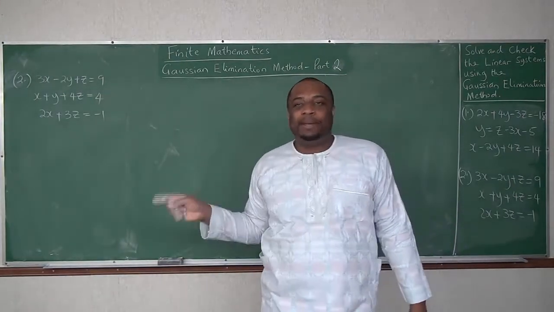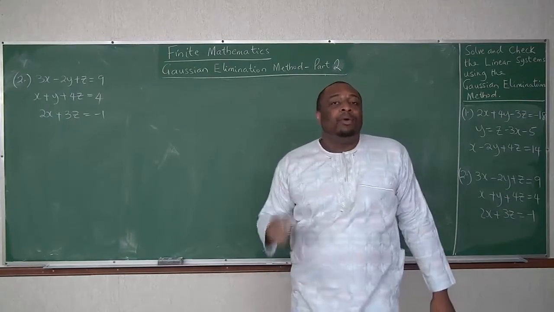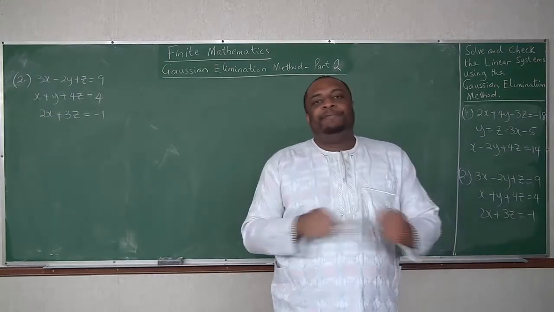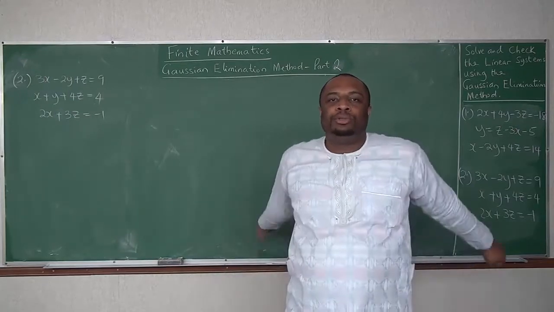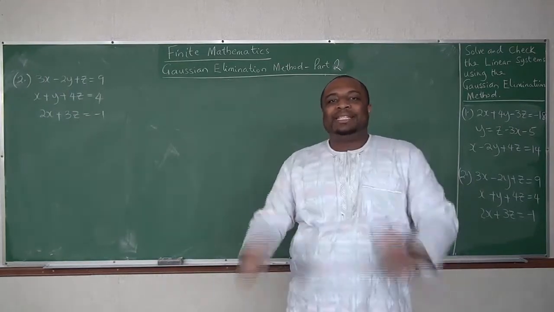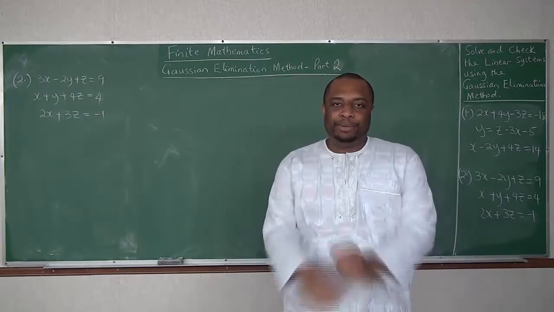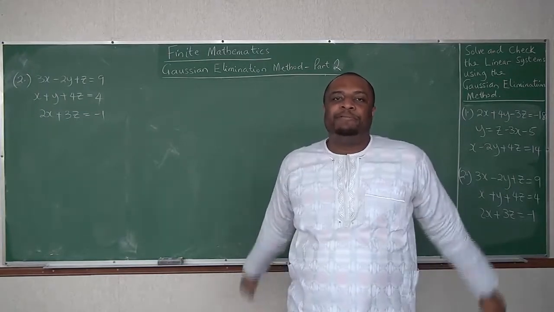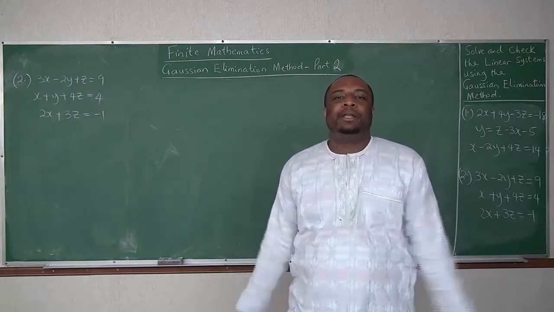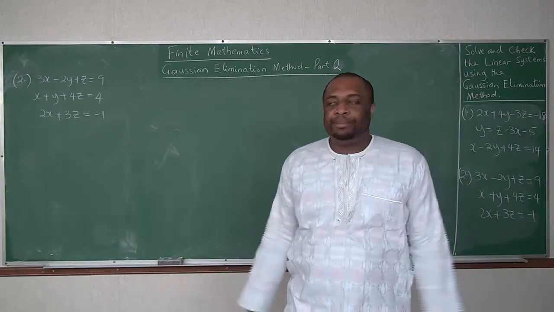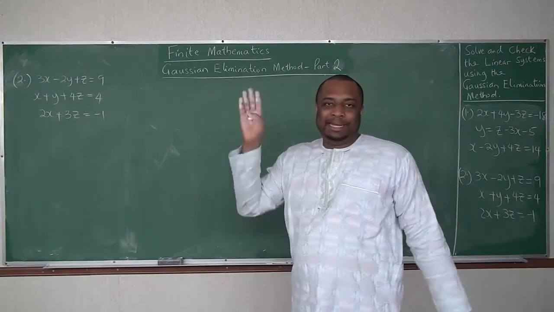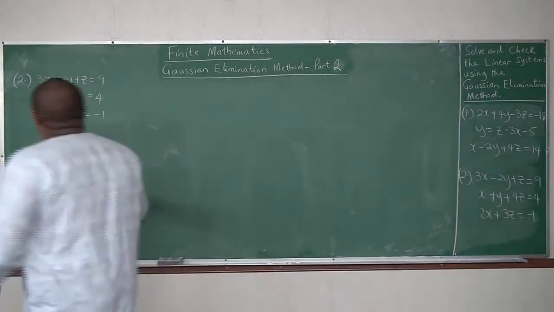So what did we say in part 1? If a variable is missing, what do you do? You assign 0 coefficient and put the variable. You must make sure the variables are complete. If they are not complete, you have to assign 0 coefficient and put the variable. And of course, you align it. So let's go ahead and do this.